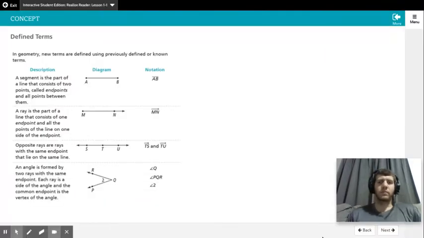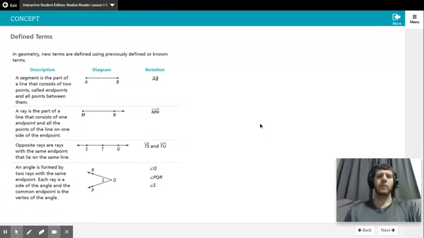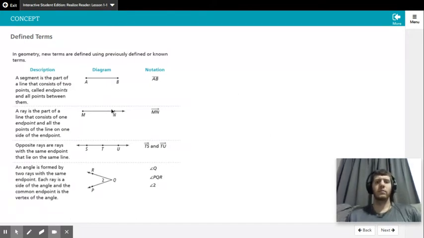Right, define terms. We're going to use the descriptions of points, lines, and planes to come up with definitions for segments, rays, opposite rays, and angles. All the terms we define in the future will use previously defined geometry terms to describe them. All right, so a segment is part of a line.